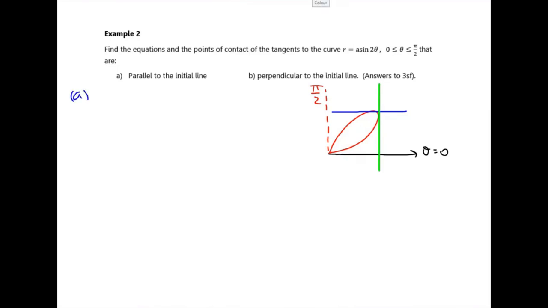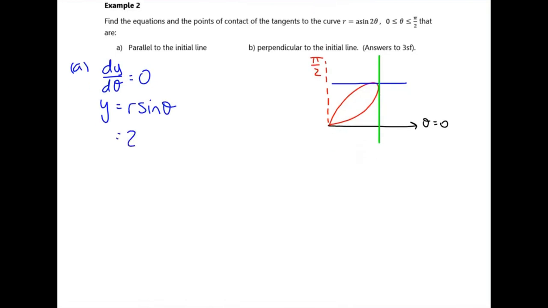So let's start off with parallel to the initial line. We know dy by d theta equals 0. We start off, as always, from y equals r sine theta. And we substitute in our equation for r, which gives a sine 2 theta sine theta, which doesn't combine together because there are different things inside the sine. You could use the double angle on sine. I don't want to do that yet because it's easy to differentiate as it is, I think.